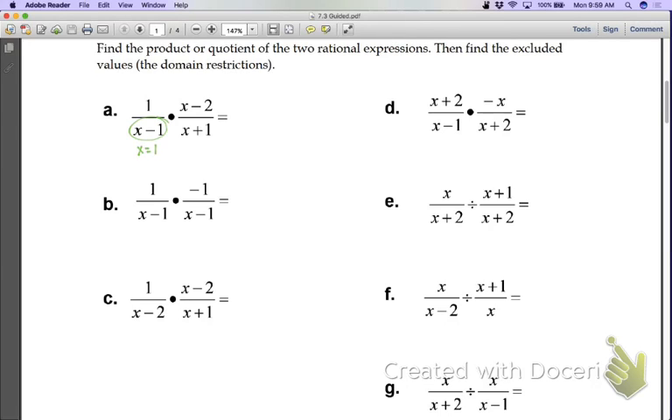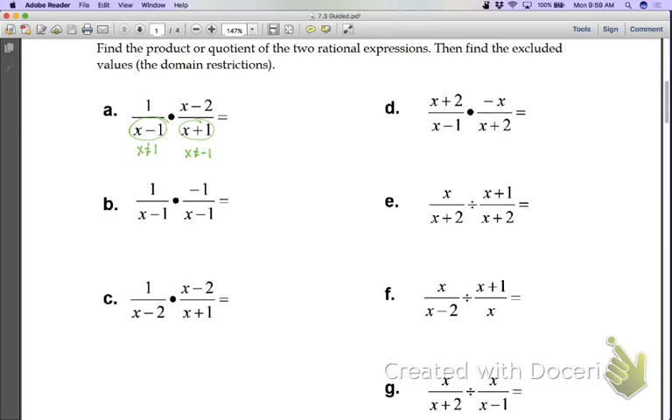X can't be a positive 1. What about for the other one? X can't be a negative 1. So the one thing I want you to make sure you do is before you even start, if you can factor it, and then see, especially the denominator spot, because that's what really matters as far as my restrictions. Once you start with a restriction, you will still end with that same restriction.